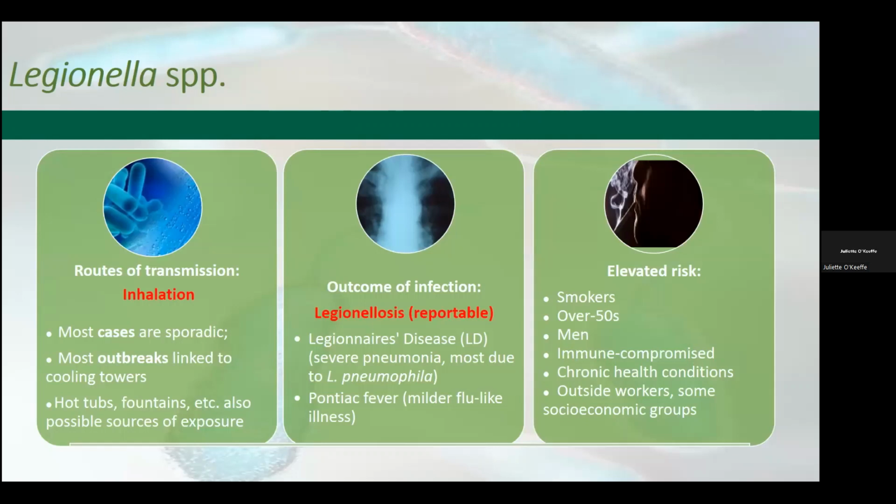Legionellosis is a reportable disease in Canada, and it comprises Legionnaire's disease, which is a severe pneumonia, potentially fatal, and mostly caused by one species, Legionella pneumophila, but also Pontiac fever, which is a milder flu-like illness. And there's elevated group risk among people that are smokers, over 50s, men, people with immune compromised systems or chronic health conditions, and people involved in certain occupations, such as outside workers.